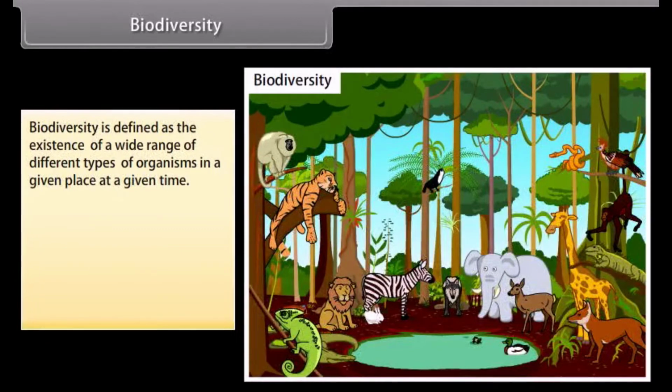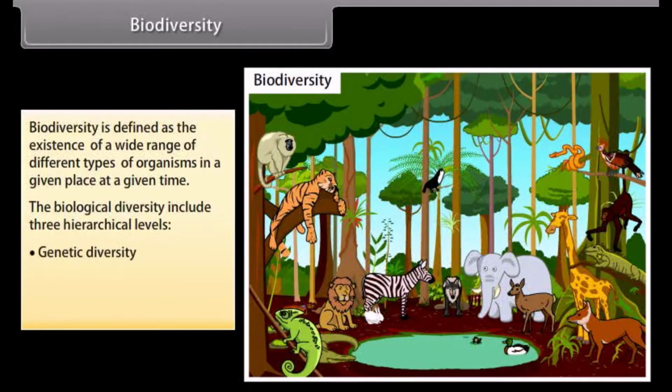Biodiversity. Biodiversity is defined as the existence of a wide range of different types of organisms in a given place at a given time. The biological diversity includes three hierarchical levels. They are genetic diversity, species diversity, and ecological diversity. Let's know more about them in detail on our next screen.